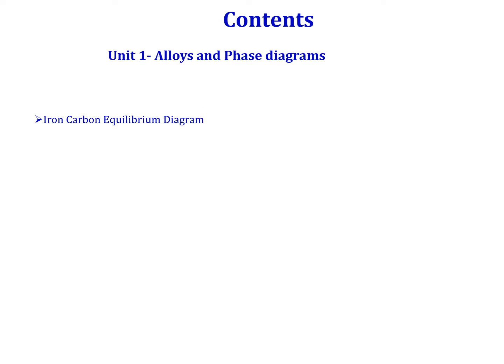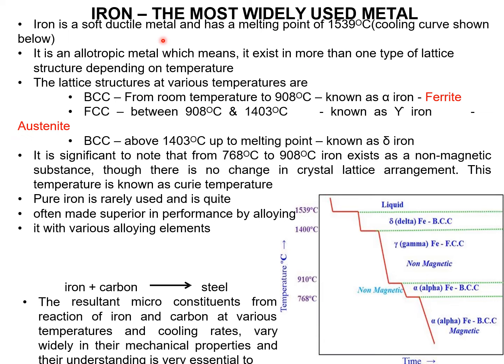So today I am going to discuss, in engineering metallurgy, the iron carbon equilibrium diagram. First we will see how the iron is changing with respect to various temperatures, and what the microstructure is. First we will take the cooling curve, temperature with respect to time. At 1539 degrees centigrade and above, the entire iron will be available in liquid form.